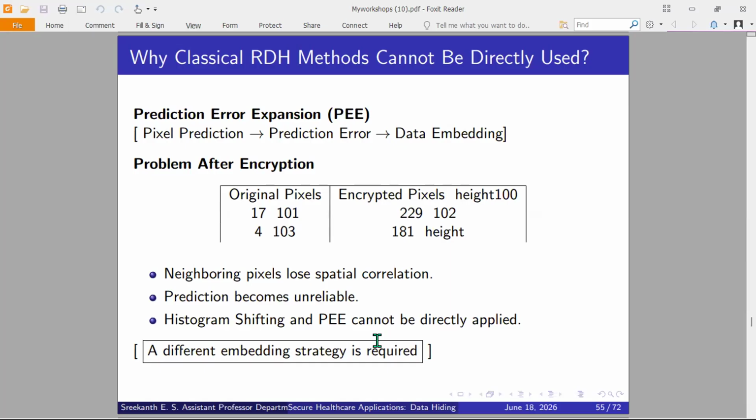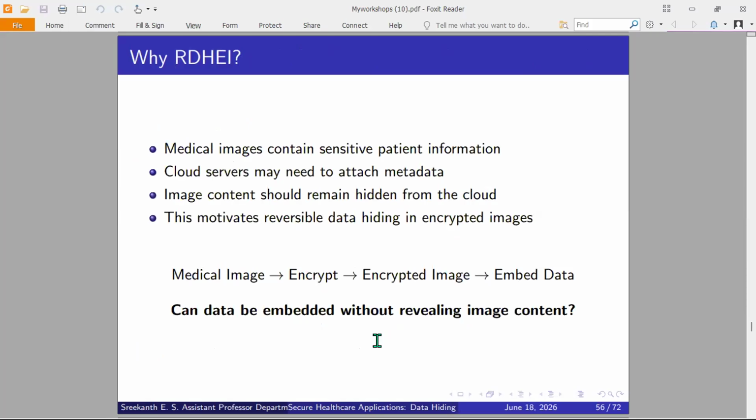Medical images contain sensitive patient information. The problem is that hospitals will not keep the data with them; it will be stored in cloud servers. But the hospital does not wish to disclose the patient data to the cloud. So the hospital will encrypt the data first and then send it to the cloud.